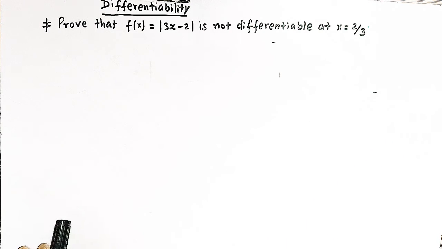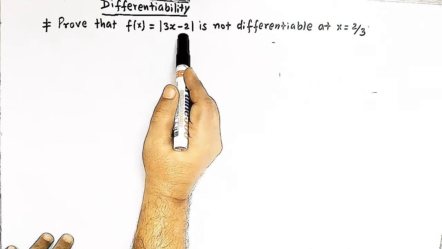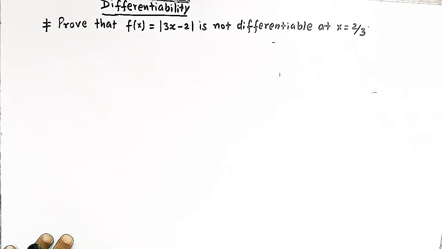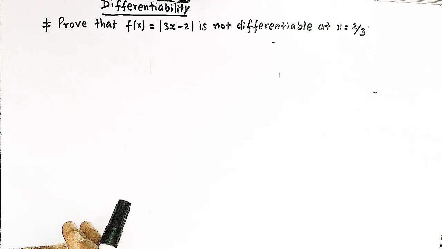So here we'll show that this mod function, mod of 3x minus 2, is not derivable at x is equal to 2 over 3. So let us see how we can prove the non-differentiability of this function at this point using the concept of right hand derivative and left hand derivative.